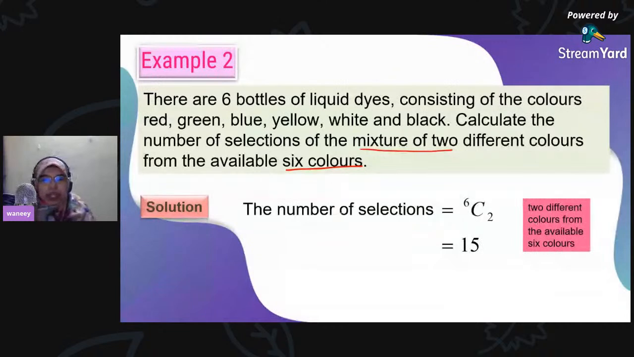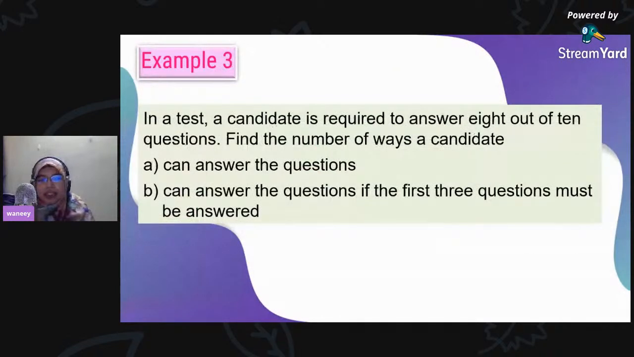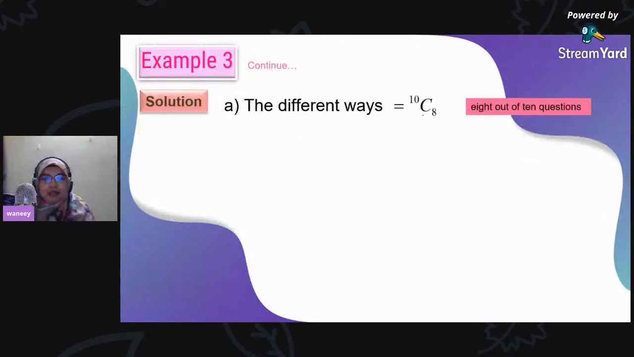Okay, next. In a test, a candidate is required to answer 8 out of 10 questions. Find the number of ways a candidate can answer the questions. Okay, so we have 10 questions, and it says over here that the candidate can answer the questions. So this is 8 out of 10, so it will be 10C8. Out of 10 questions, we're going to choose 8 of them to answer. So 10C8 is actually equal to 45.